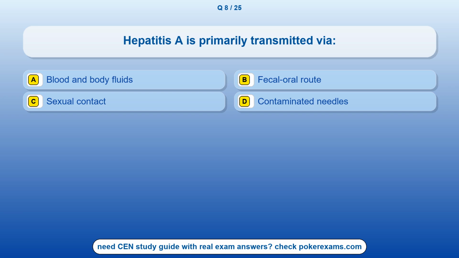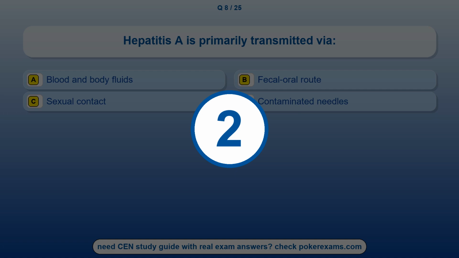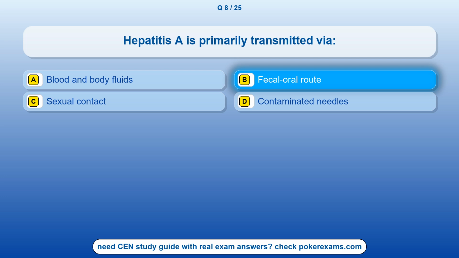Question 8. Hepatitis A is primarily transmitted via: Option A. Blood and body fluids. Option B. Fecal-oral route. Option C. Sexual contact. Option D. Contaminated needles. The correct answer is option B.